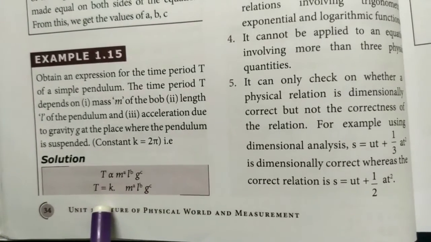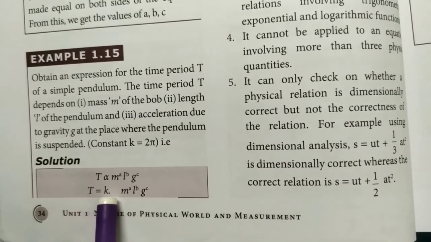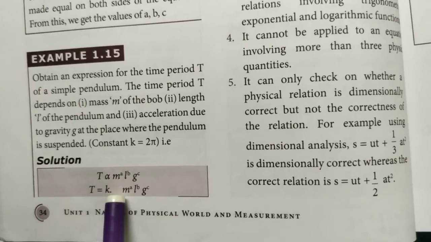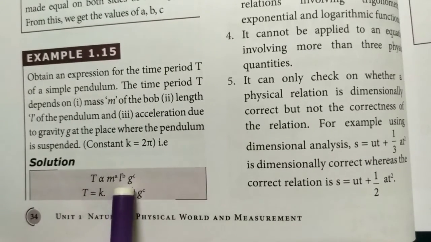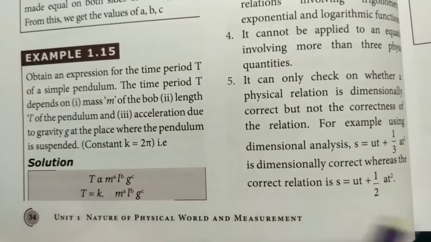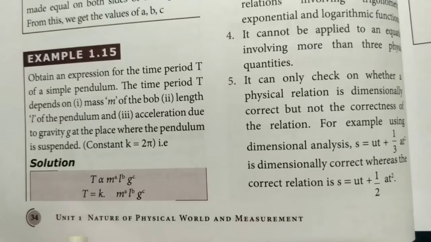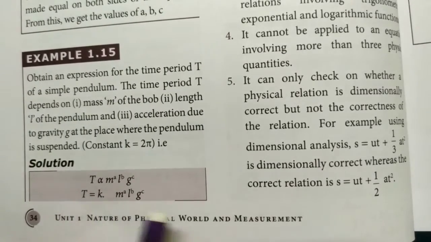Okay. And so now we have to write this as an equation. So you have to add one constant. The constant must be a dimensionless one. That is T is equal to K into M power A, L power B and g power C. Right. Now you have to substitute the dimensions for these physical quantities. Okay. Let us see the next step.